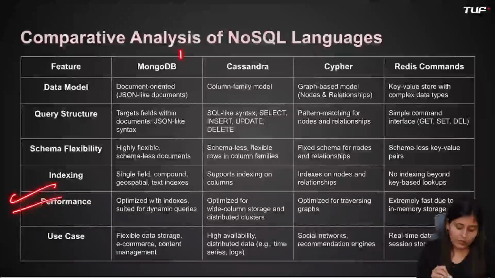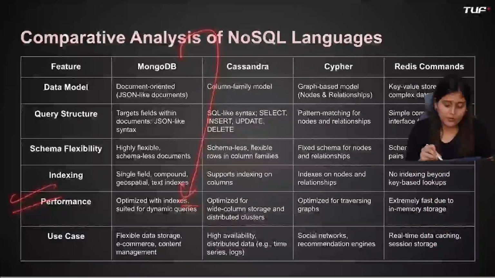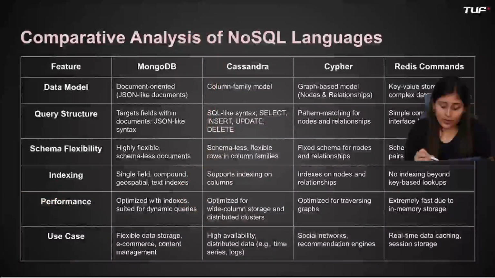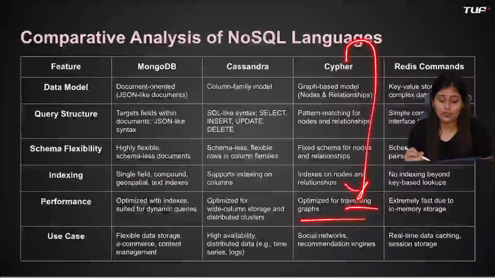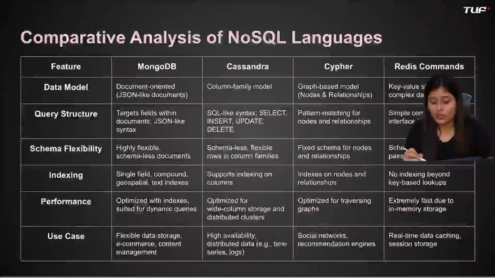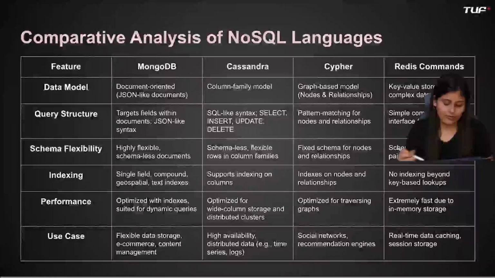Performance: MongoDB is optimized with indexes, so it is suited for dynamic queries because indexing is allowed, so performance will be high. Cassandra is optimized for wide column and distributed clusters. Cypher is optimized for traversing graphs because indexes are already allowed here. And in case of Redis, even without indexing, it is very fast due to in-memory storage, because here we are not saving data on disk. Instead, we are saving on RAM. So retrieval is very fast.